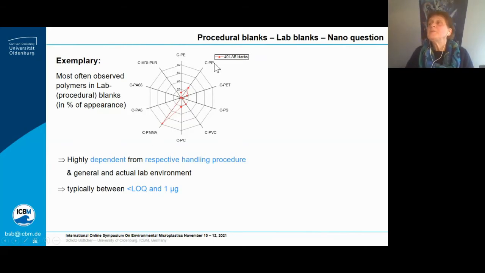We also find PP, often related to gear as well. And the same holds true for PVC. We also find PET, often related to fibers, which is most plausible and already mentioned in an earlier talk.